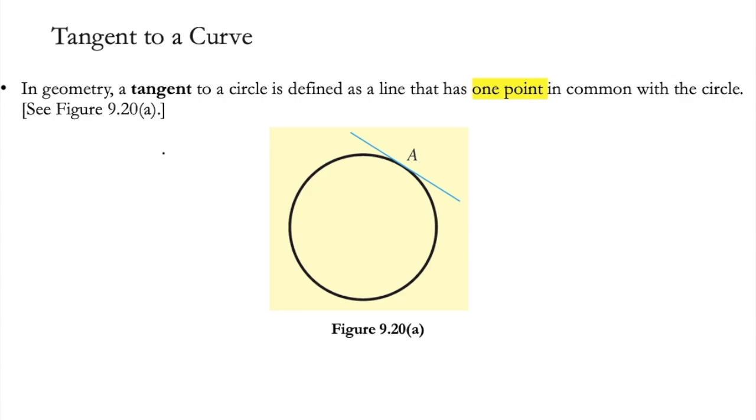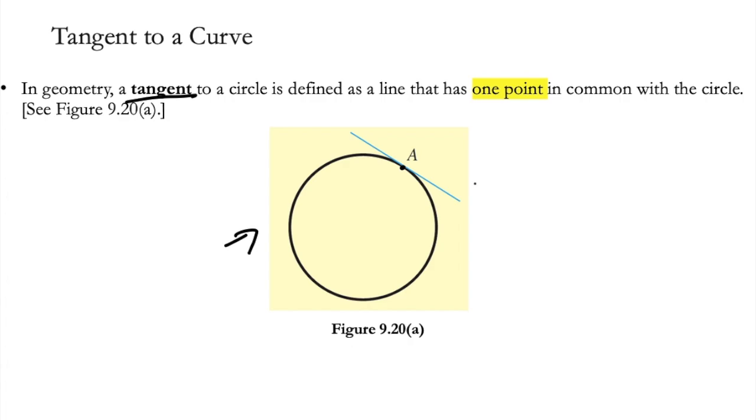Let's look at the tangent to a curve, because this concept has something to do with the limit of the difference quotient as well as the derivative that you are going to learn a bit later. When we talk about a tangent to a curve in geometry, if you have a circle, a tangent to a circle is defined as a line that has one point in common with the circle. So in this case, let's say this point A.